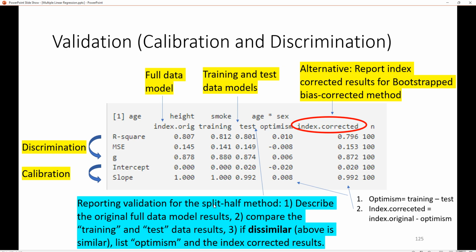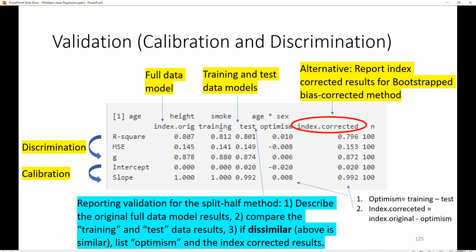But for reporting validation for the split half method, we would want to describe the original full data model results, compare the training and test data results. What we're seeing above is similar between the training and testing set. But if it is dissimilar, list optimism and the index corrected results.